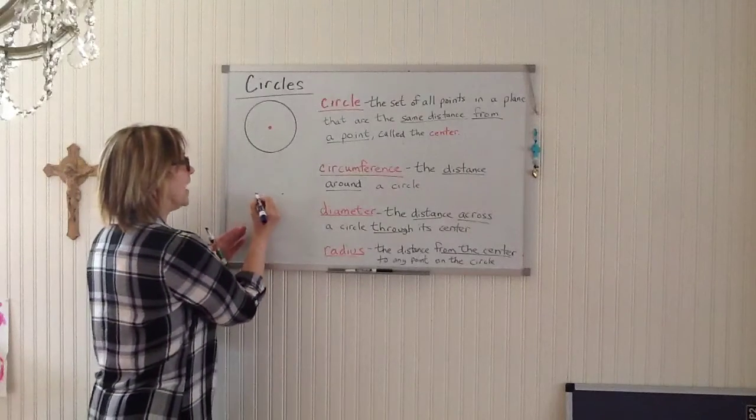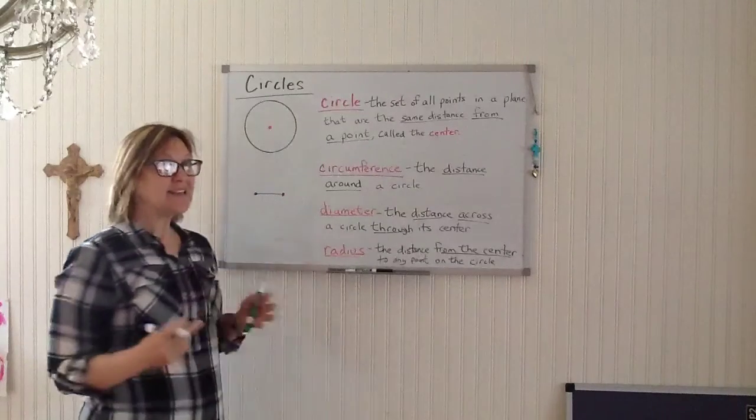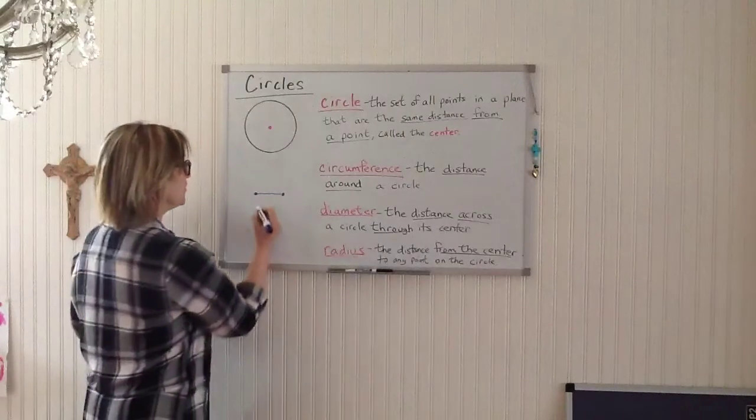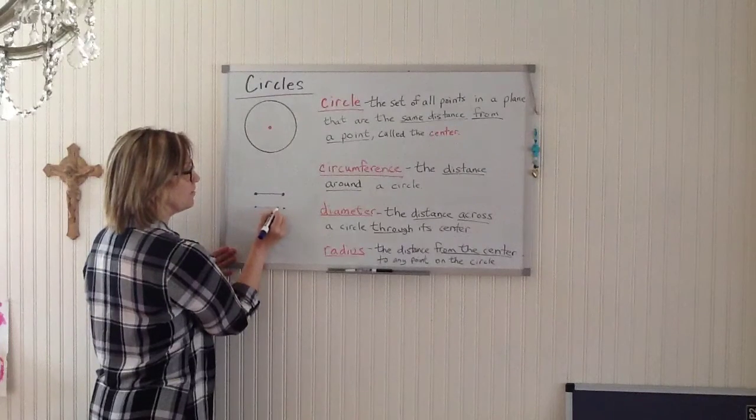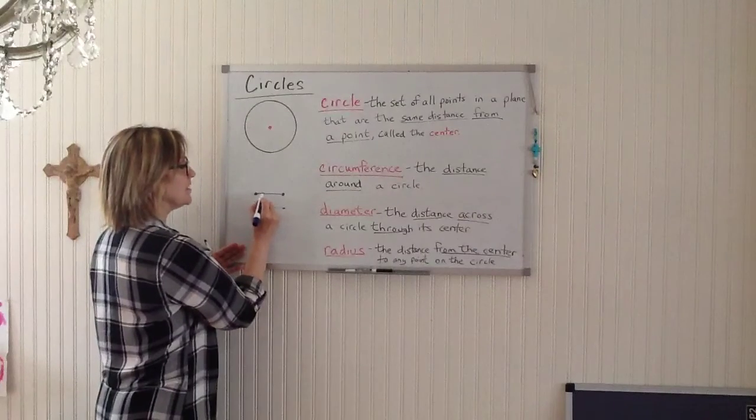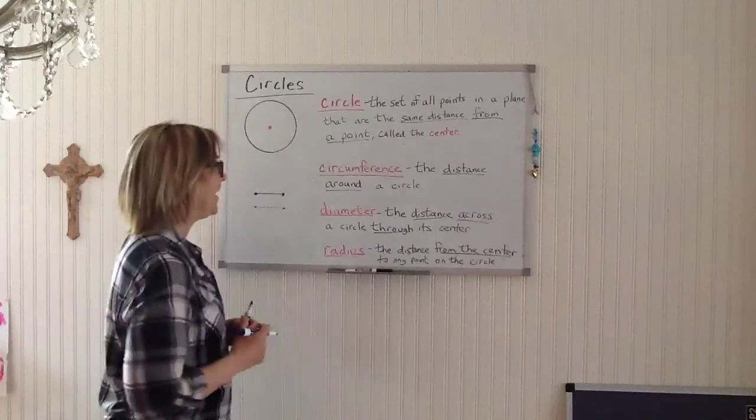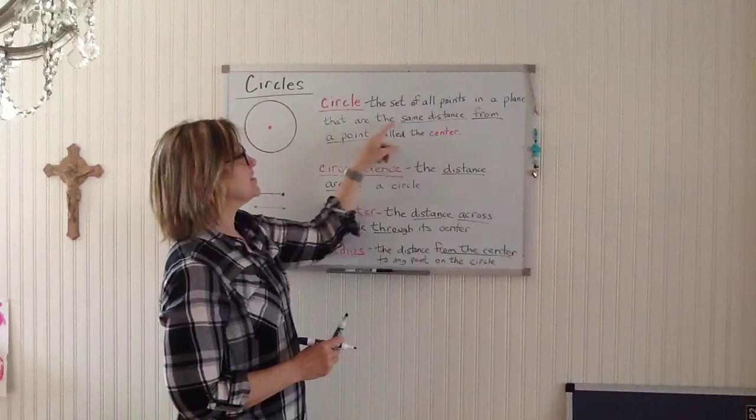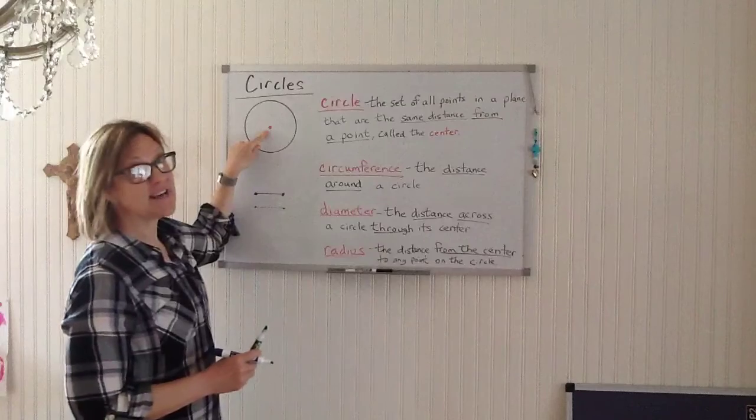If I were to connect this point to this point like this, you can't see it with your eyes, but it would be true that between these 2 points there are an infinite amount of points. And I could keep going and going and going. So you don't see them here. We don't draw all the points we can't see, but they're there. Okay? So that's what it means by the set of all points in a plane that are the same distance from a point, this is my point, called the center.